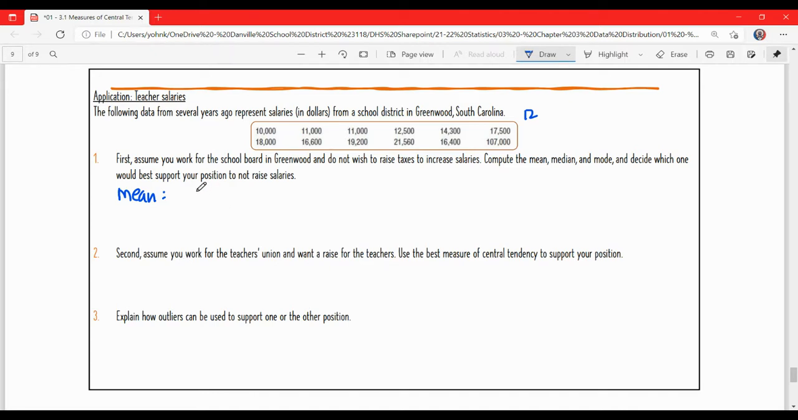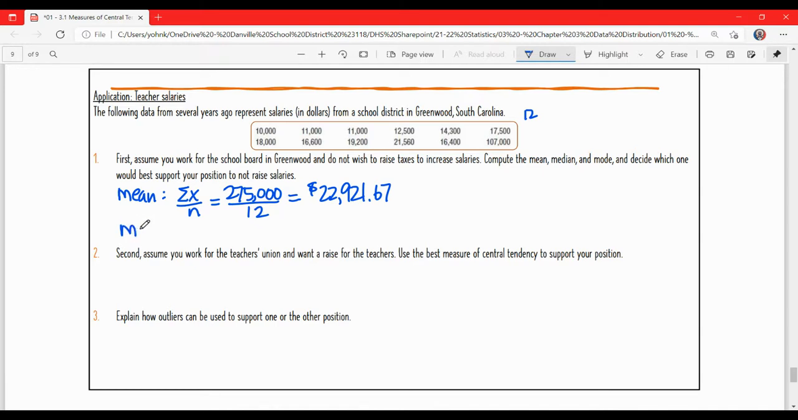So we've got to add all the values up. We're doing the sum of all the x values divided by n. If I add all 12 of these numbers up, I would get 275,000. There are 12 numbers, so my mean is going to be $22,921, and it's money, so you can put two decimals.